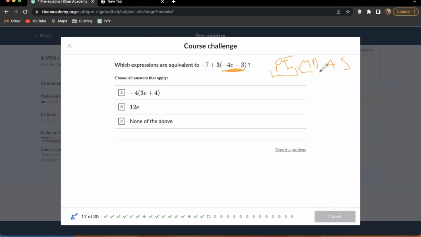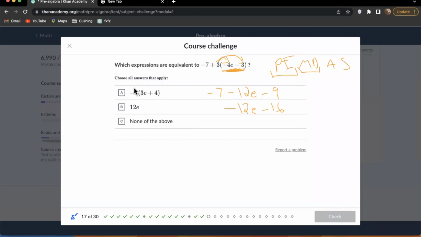The multiplication and division can happen next. So I'm going to distribute this 3. I'm going to have -7. The 3 times -4e is -12e. And 3 times -3 is -9. So what I'm going to end with here is -12e, and then the -7 and the -9 is -16. So I have -12e minus 16.